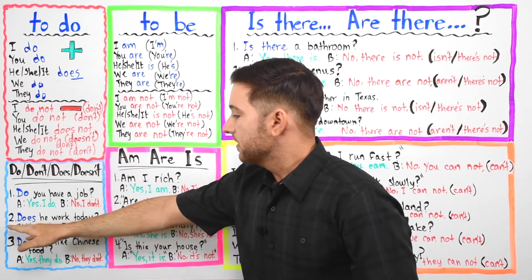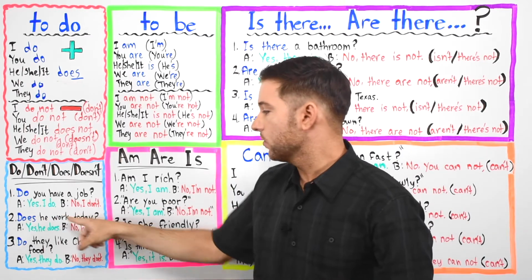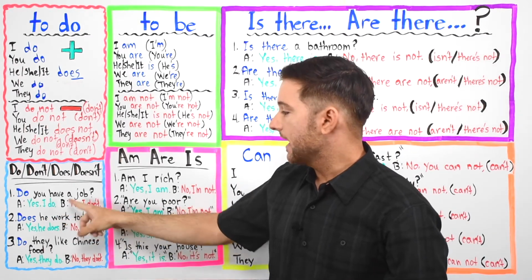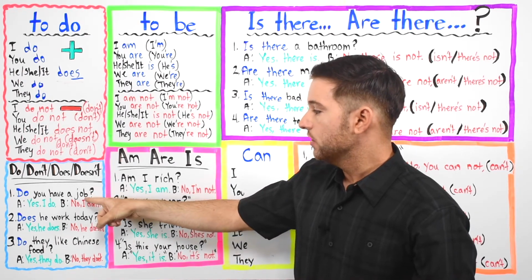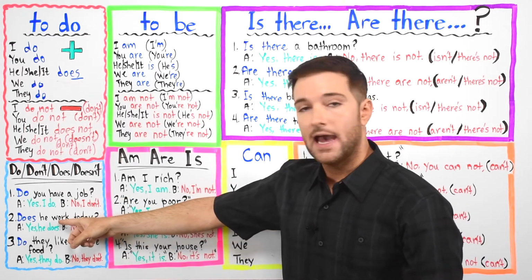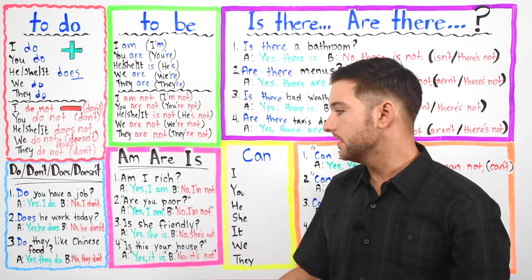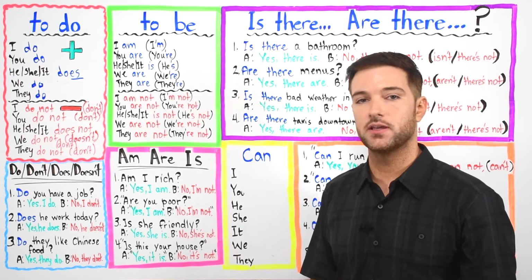Next, we have number 2. Does he work today? And you work at a job. So if you are a teacher, your job is teaching. You work at a school, and you work Monday to Friday from 8 a.m. to 4 or 5 p.m. Okay, work.